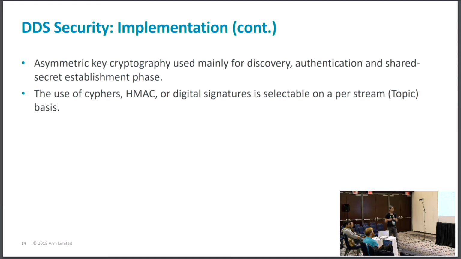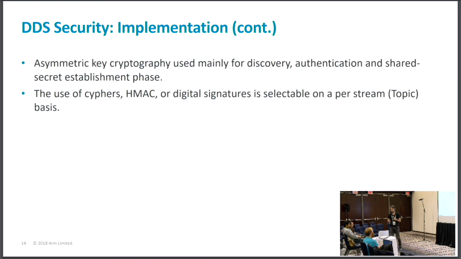So there are quite a few different algorithms used, but the spec restricts to some extent what can be used, but it still allows you some flexibility to choose, for example, key size and other aspects. Asymmetric keys are mainly used for the discovery phase and authentication because they are a bit more compute intensive. And during the normal operation, shared secrets between the nodes are mainly used.